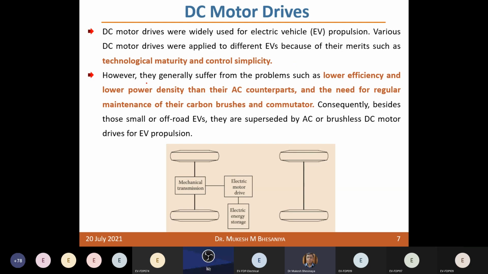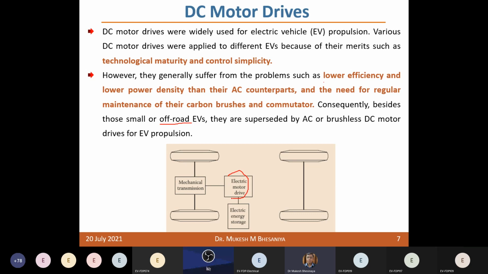However, as I already mentioned, they suffer from problems such as lower efficiency and lower power density than their AC counterparts, and one of the main problems is the need for regular maintenance because of the carbon brushes and the commutator. Consequently, besides small or off-road EVs, they are superseded by the AC or brushless DC motor drive for EV propulsion. Now this is the basic configuration already shown in a previous slide.